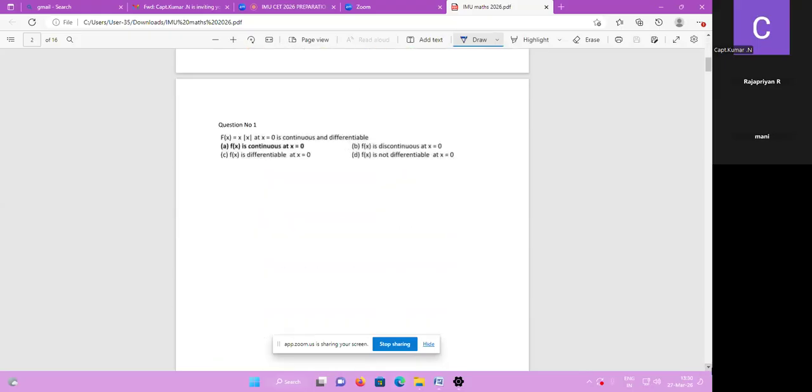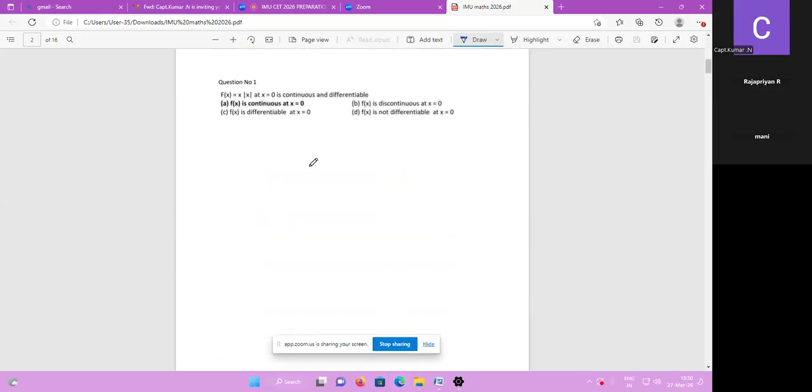First question. My capital F of x is defined as x into modulus of x, or absolute value of x. At x equal to 0, is it continuous and differentiable? The question is whether the function x and mod x is continuous or not, or differentiable or not. First of all, x is a continuous function because any polynomial is a continuous function. And modulus of x is also continuous because absolute value doesn't cause any problem for continuity. What about differentiability? We will do that.